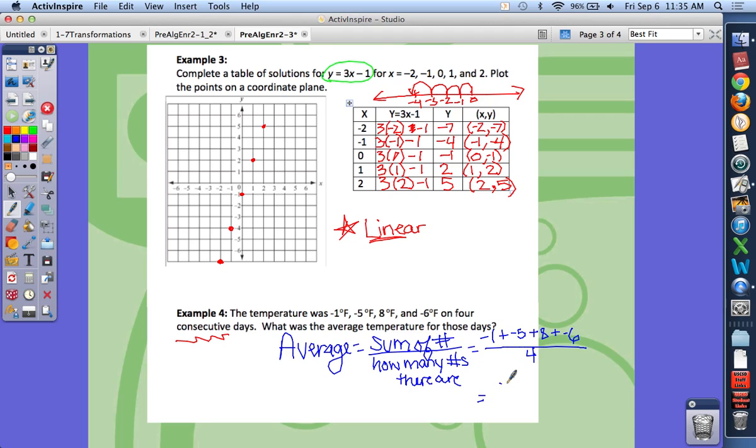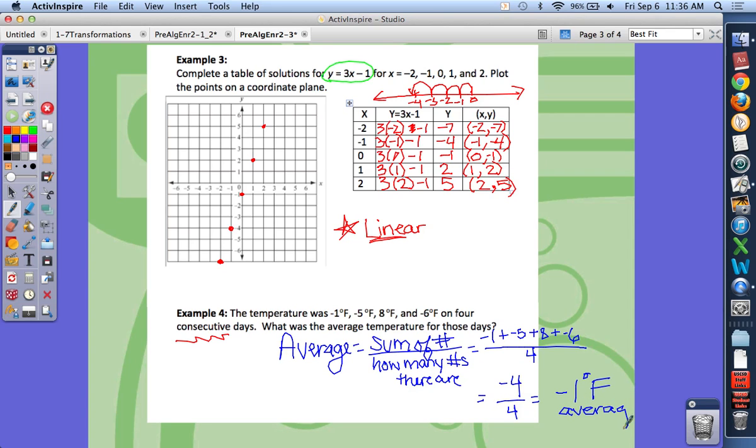You guys get -4. These two are -6. Plus another -6 is a -12. Plus 8 ends up as a -4 over 4. So what does the average come out to be? -1 degrees Fahrenheit on average.